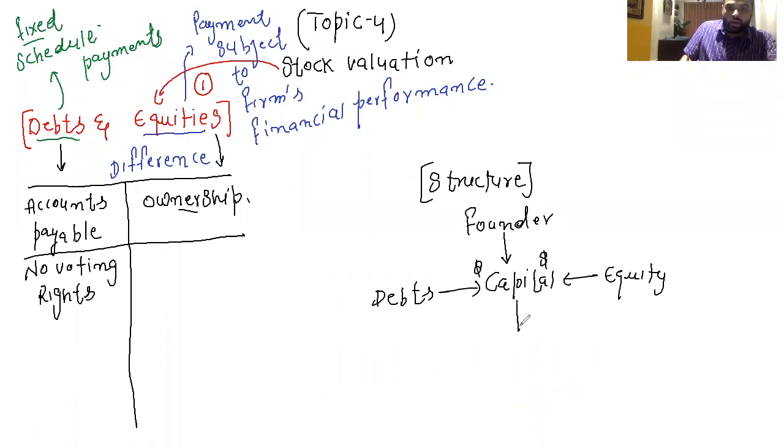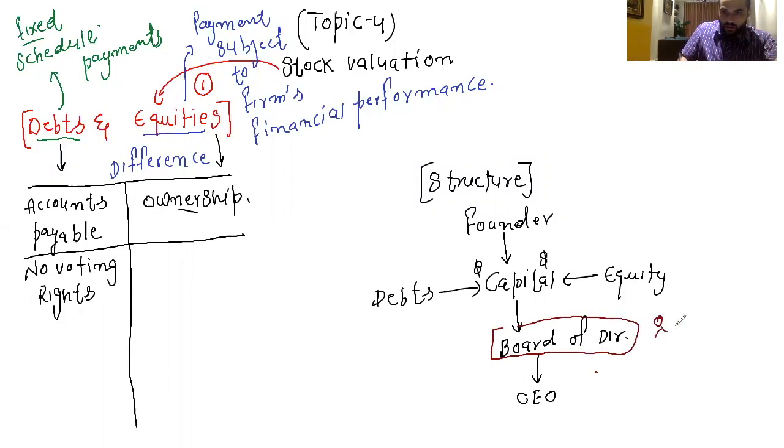And then we have a board of directors. And after the board of directors, we have a CEO, or director, or managing director, or vice president, whatever you want to call it. Now the idea is, what are voting rights? Voting rights means, in the board of directors.